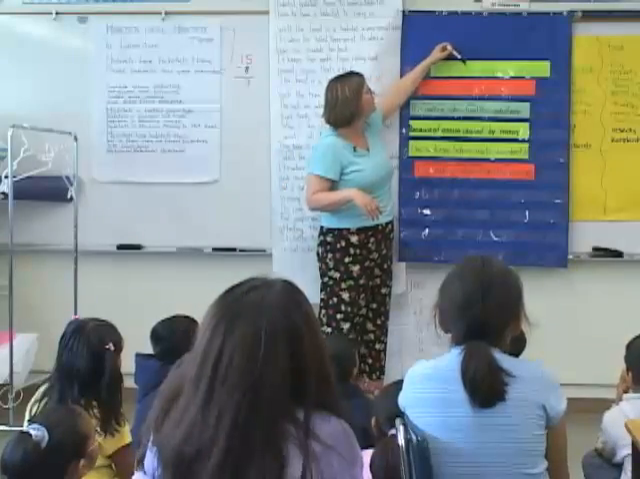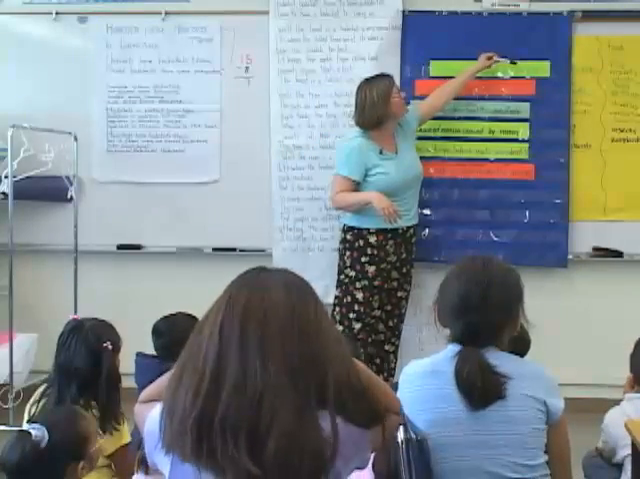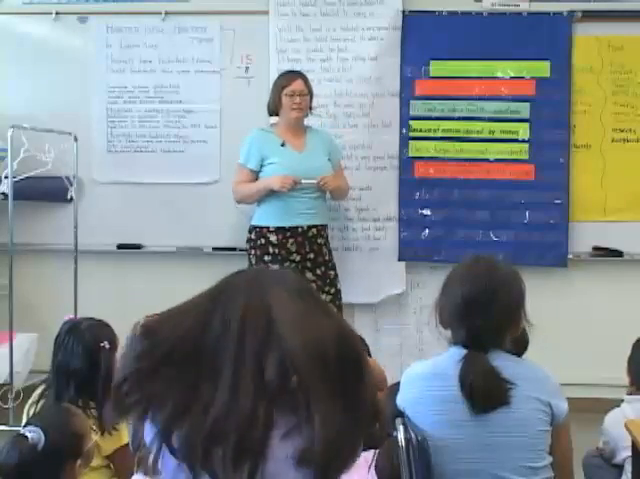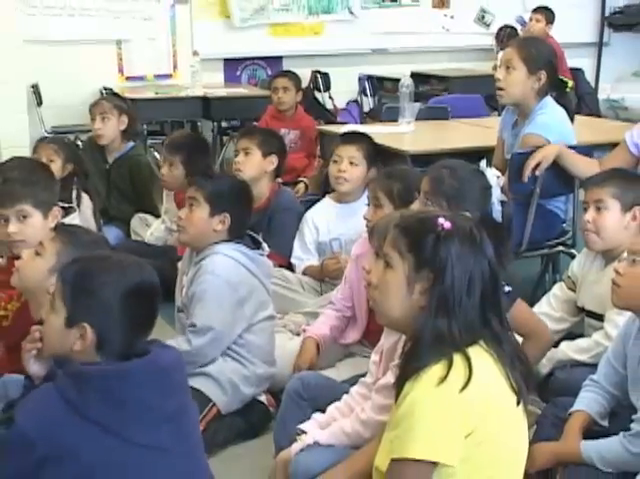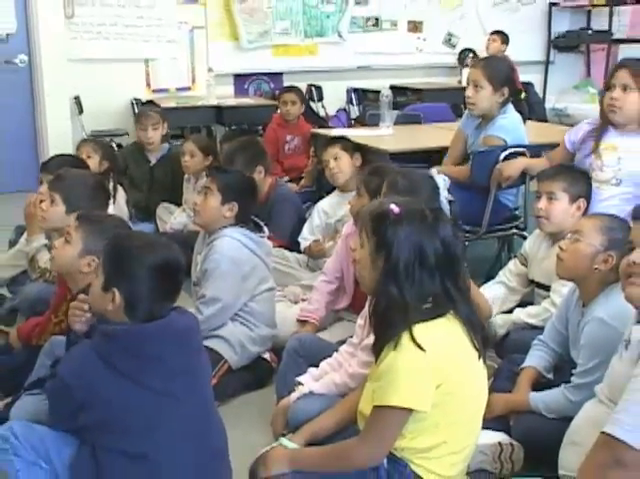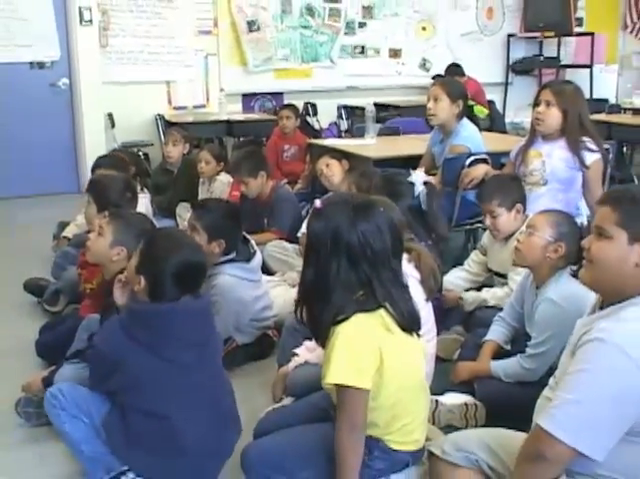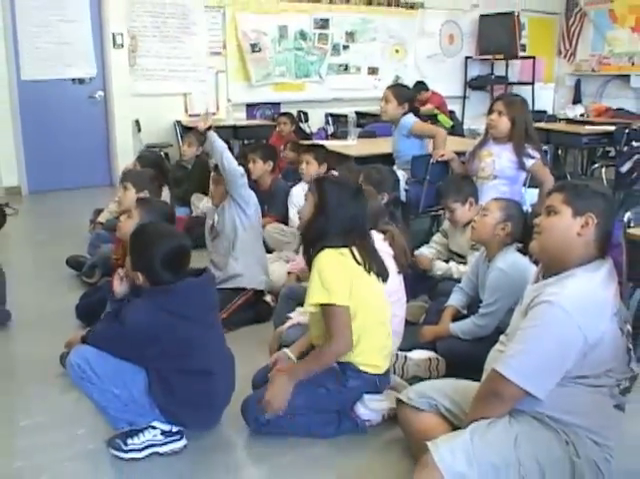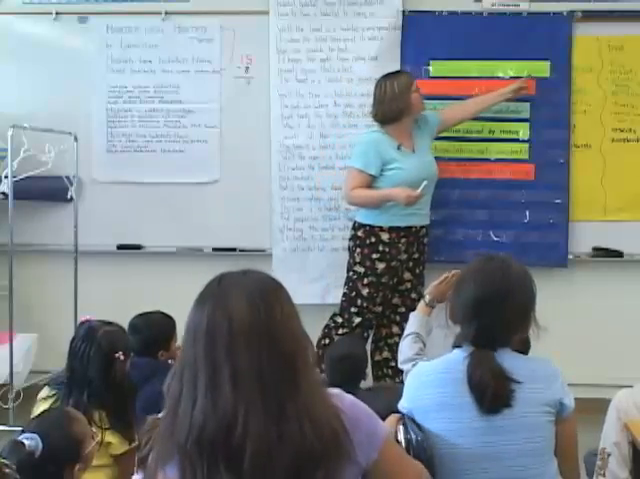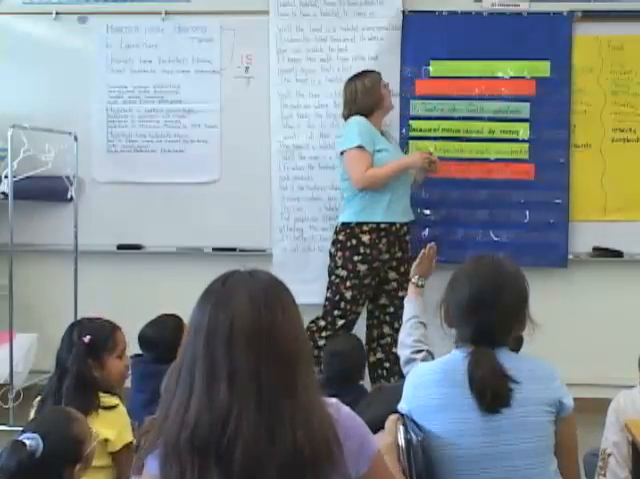It says, we are learning about sockeye salmon. Does that sound right? Yeah. It is right. Now, do we have a capital where we need a capital? Yes. And a period where we need a period? Yes. Okay, good. Next.